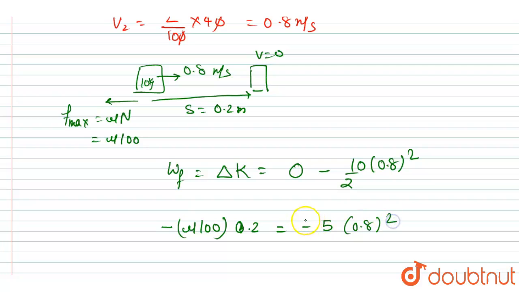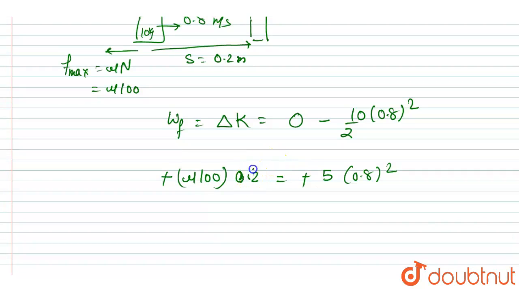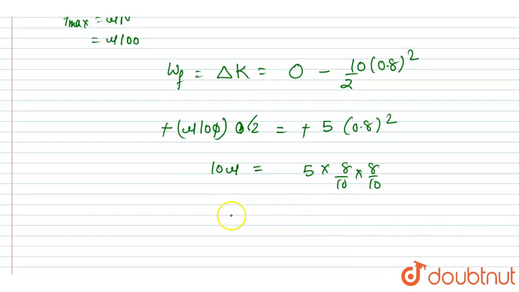is equal to negative half into 10 into 0.8 whole square. So this negative sign will get cancelled out, and this 10 will also get cancelled out, and you will write 10 mu is equal to 5 into 8 by 10 and 8 by 10, right? So you will get mu is equal to, yeah, you can see this will get cancelled out by 2 and this will get cancelled out by 4.